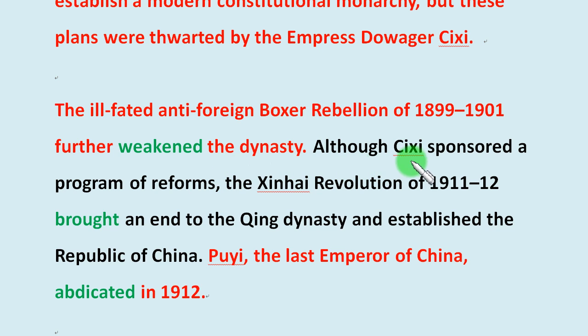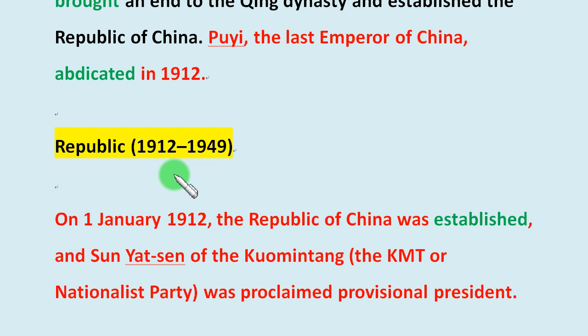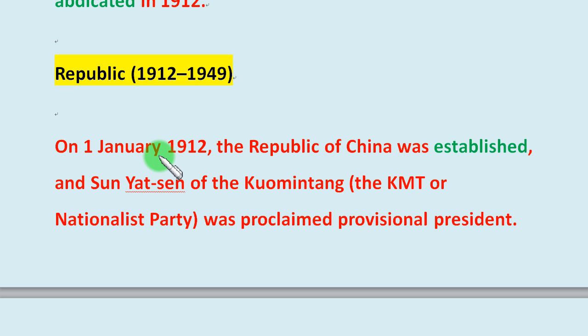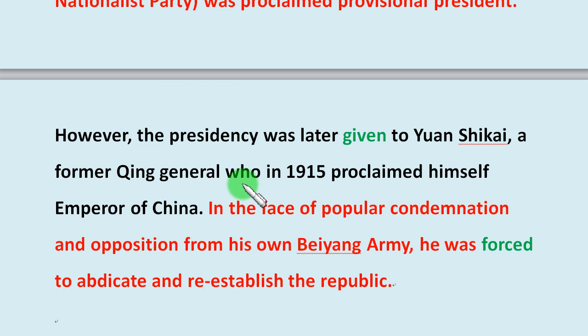Although Cixi sponsored a program of reforms, the Xinhai Revolution of 1911-12 brought an end to the Qing dynasty and established the Republic of China. Puyi, the last emperor of China, abdicated in 1912. Republic. On 1st January 1912, the Republic of China was established. Sun Yat-sen of the Kuomintang was proclaimed provisional president.